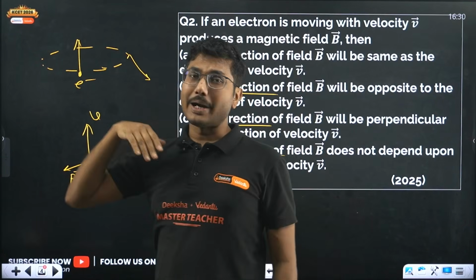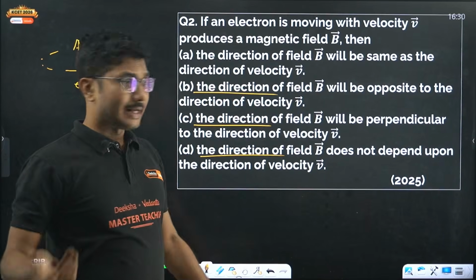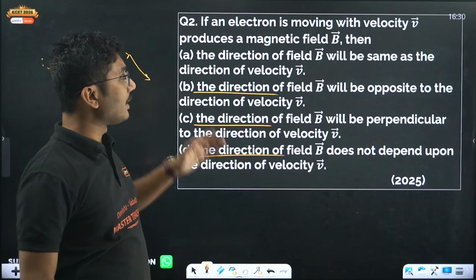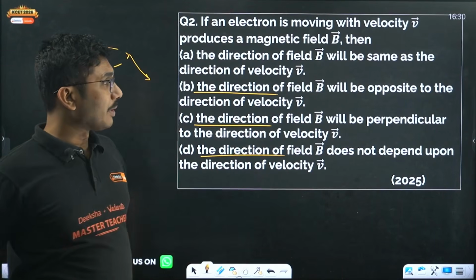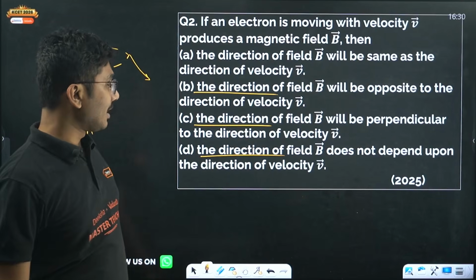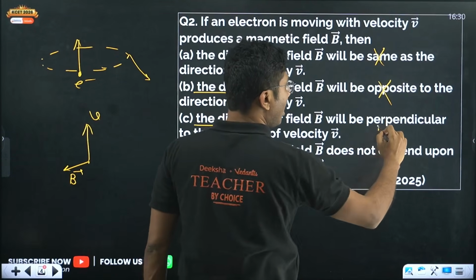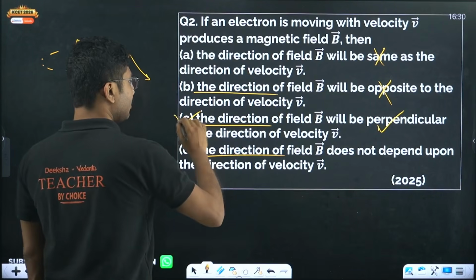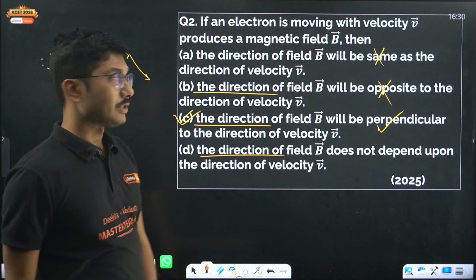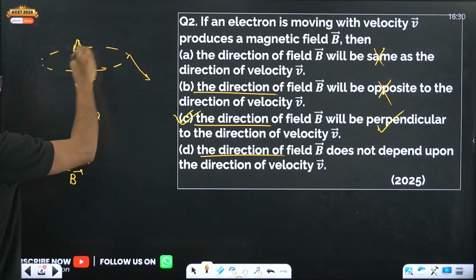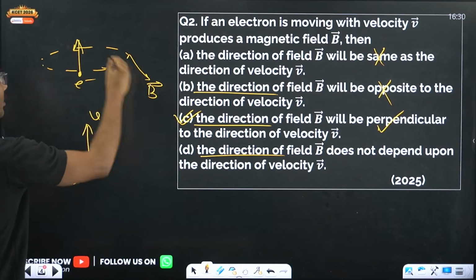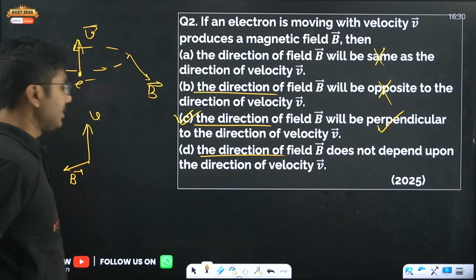The direction part, if required, I will explain, but they are only trying to find whether it will be perpendicular or parallel. The same direction is wrong, the opposite direction is wrong, the perpendicular direction is correct. So option C is the correct answer. Basically, velocity V and magnetic field B will always be perpendicular to each other.